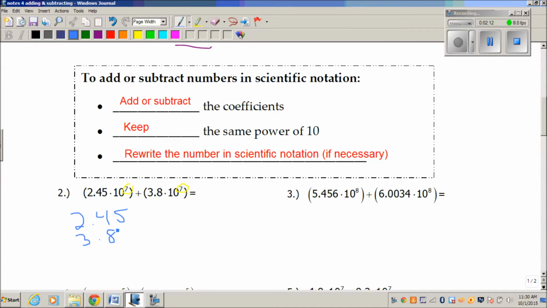When I add them together, I have to line up the decimals, line up the place values. I add them. 12, carry a 1, and 6.